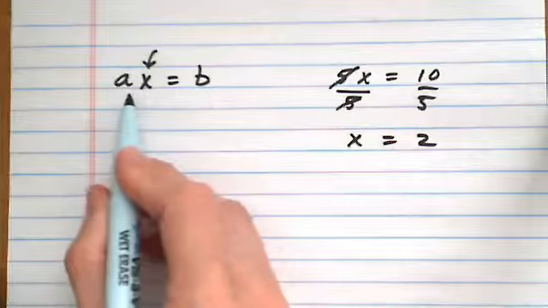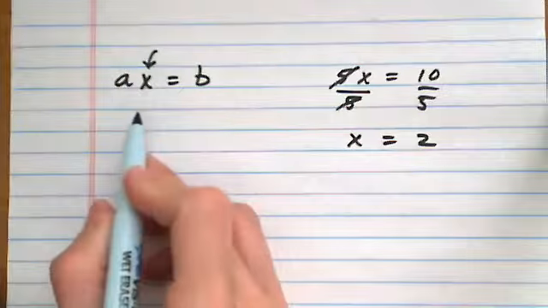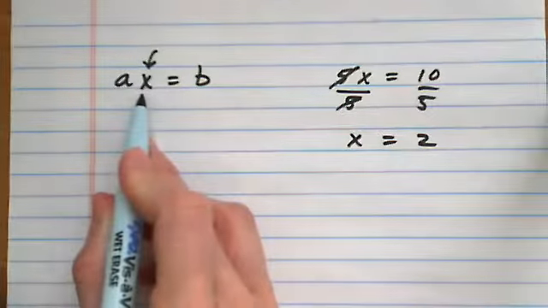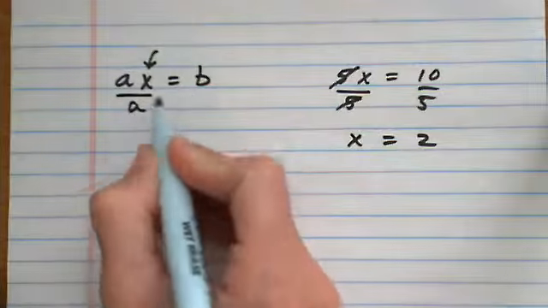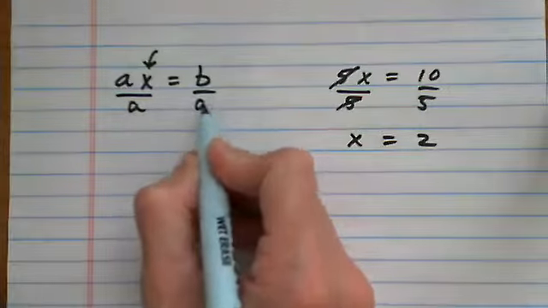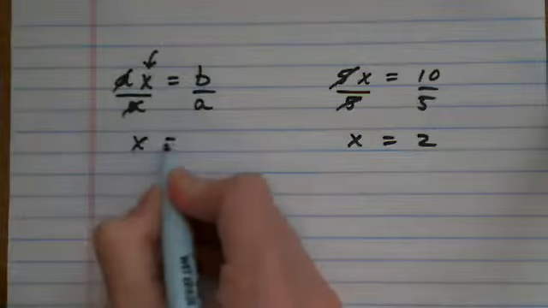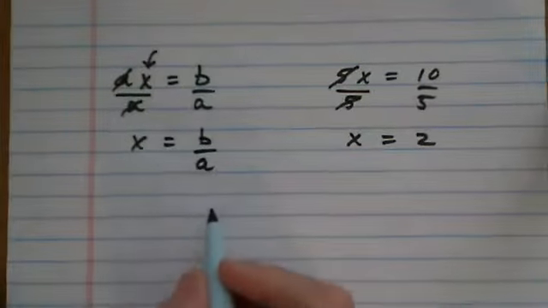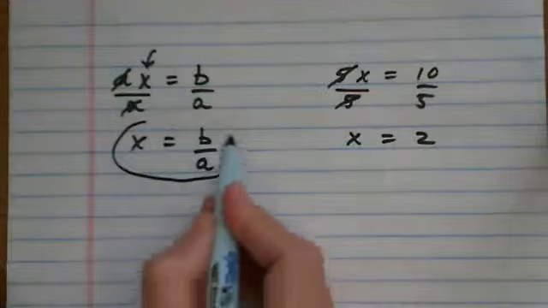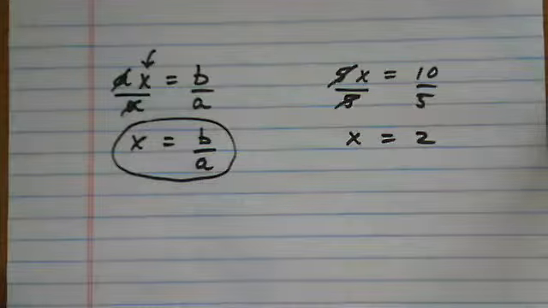I'm going to do the exact same thing with the letters that I don't want next to the variable. A is being multiplied to x, so I divide it off. So you usually do the opposite operation of what's attaching it to the variable. That gives me x is equal to b over a. And that would be our final answer because we can't simplify that at all. All right, let's try out another one.